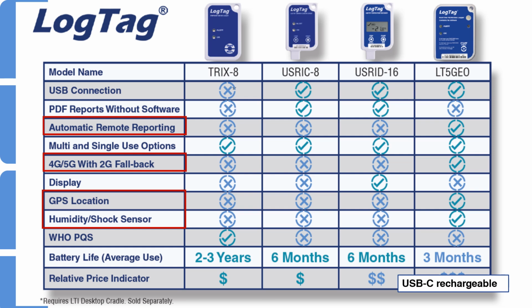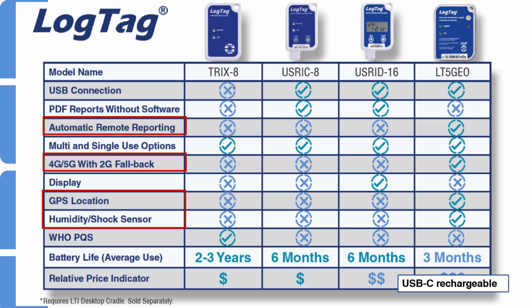So the big one being, of course, automatic remote reporting. So that's being able to connect with LogTag Online and being able to add all of that information to that portal and being able to see that data while it is still in transit. The way it is able to do this, of course, is that cellular network, which is 4G, 5G, and 2G fallback, which, of course, is unique to the LT5GEO logger within our range that we are seeing here.